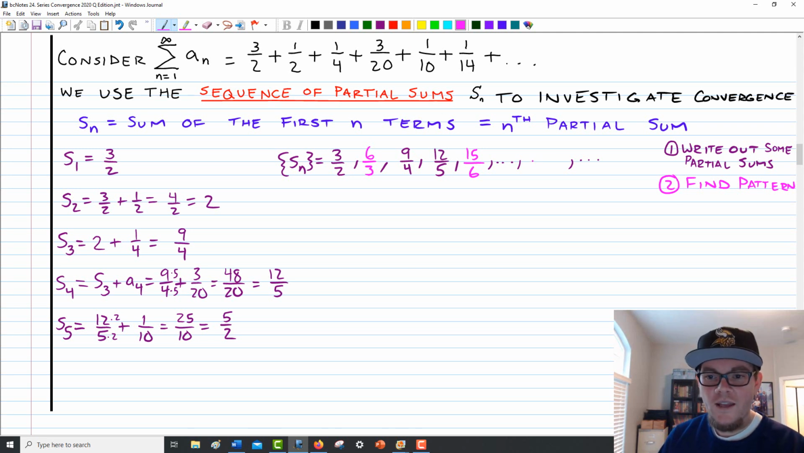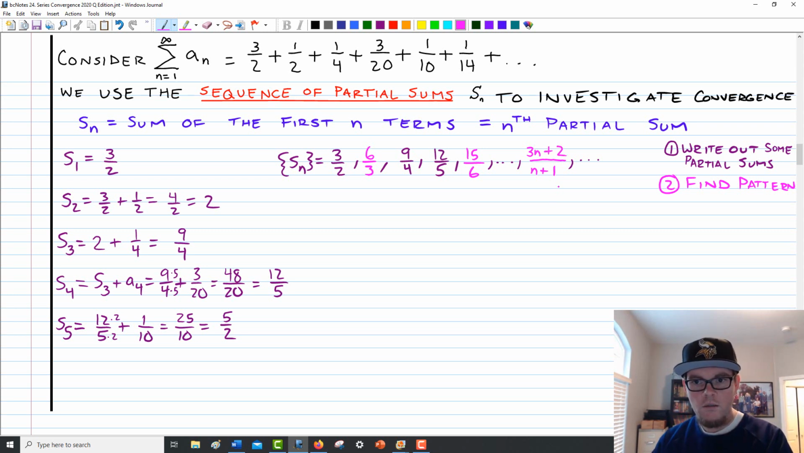In fact, what it looks like is in our denominator, we have n plus 1. And in our numerator, we're adding 3 over and over again, so 3n, and then it looks to me like 3n plus 2. And doing a quick check there, let me plug in a few.